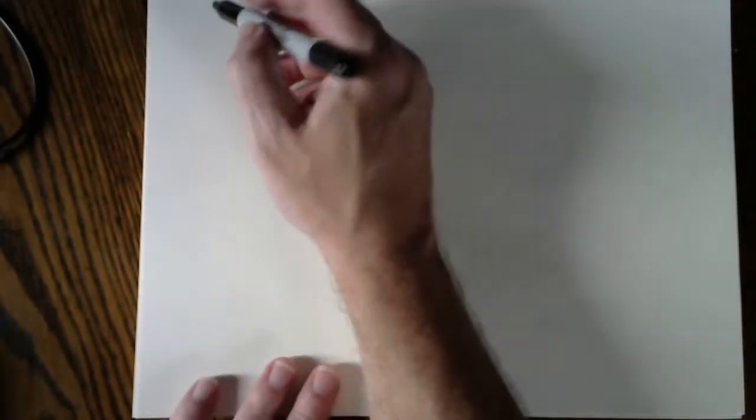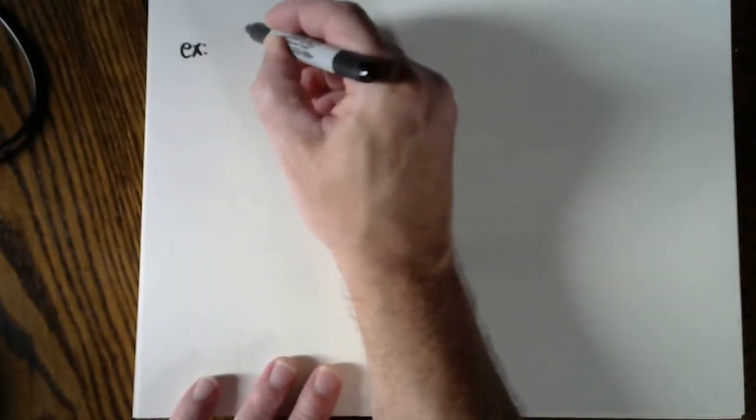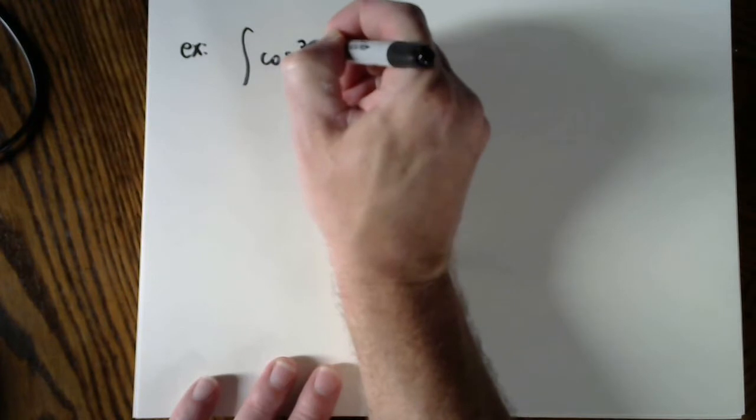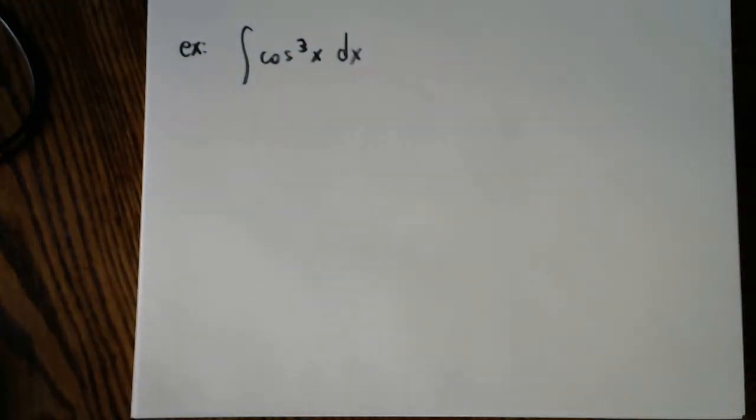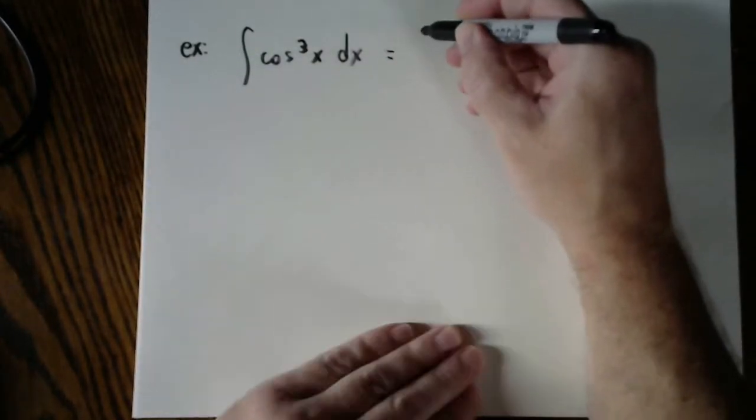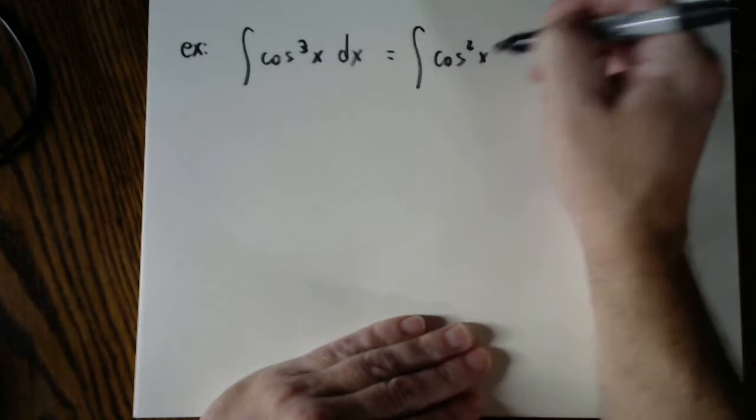Cosine cubed. Another example here. Well, you look at this one and say, well, this isn't the same because I don't have the combination, right? But if I have a square, that can always be substituted out. If I have a cosine squared, that can always be substituted out, and I can make that happen, right?